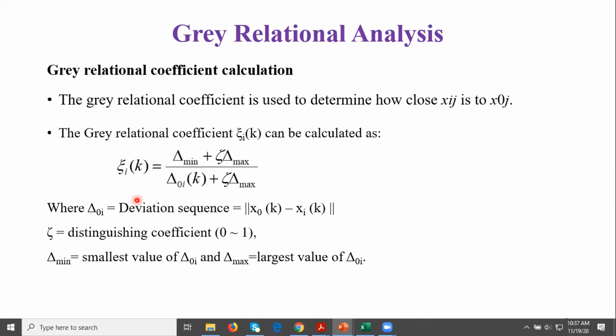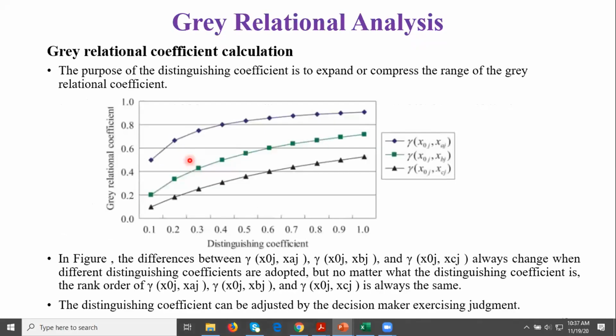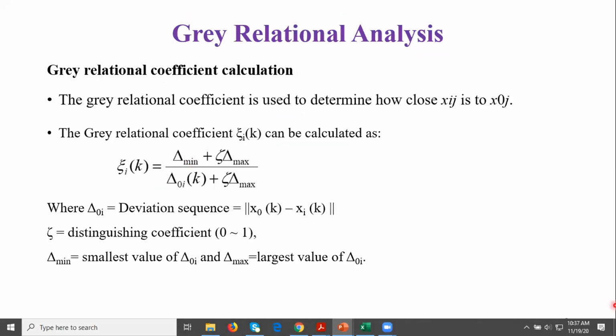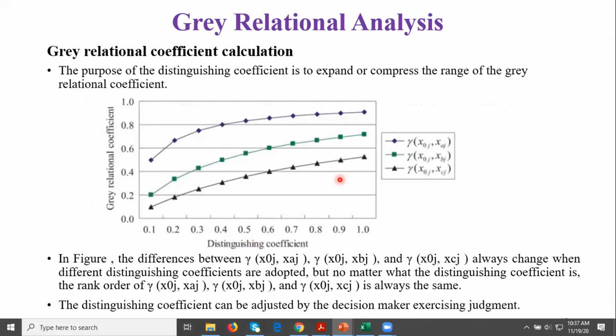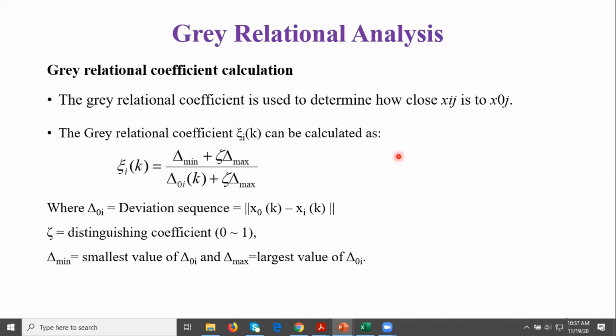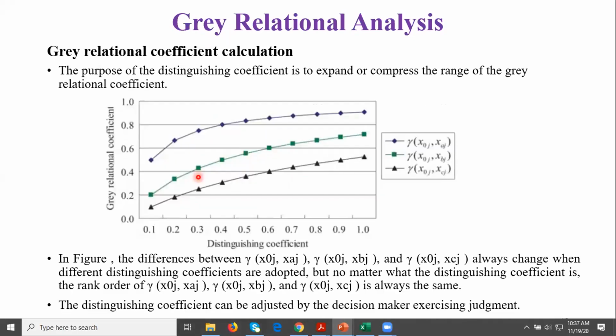So then after calculating the gradation coefficient, why are we using this distribution coefficient as 0.5? Nowadays almost all are using 0.5 only. Suppose you can use 0.2 and 0.3. Suppose you can see here, the range is just changing, but the sequence is the same. You can see this line and this line and this line. These are the gradation coefficients using the three distribution coefficients.